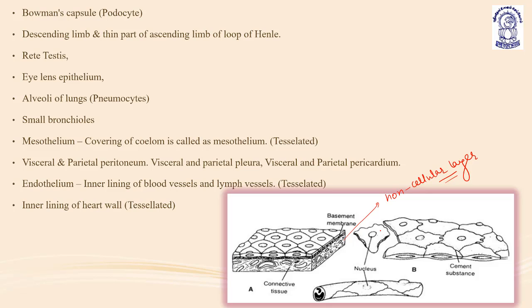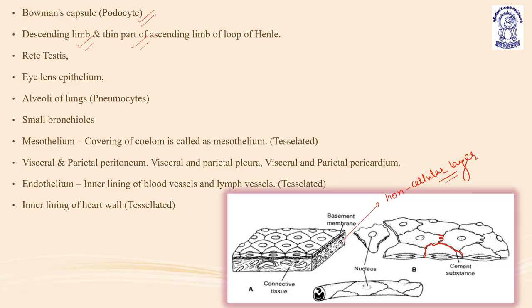They undergo very compact packing because of these cementing surfaces. All these surfaces interdigitate with each other. That is why it gives a wavy-like appearance, or a tessellated epithelium. They are present in Bowman's capsule, podocytes, descending limb, and thin part of the ascending limb of loop of Henle.